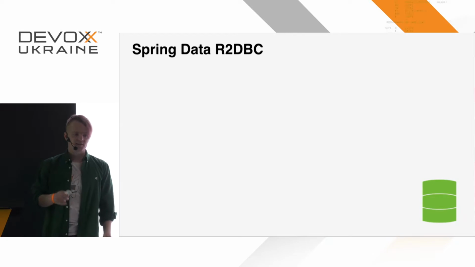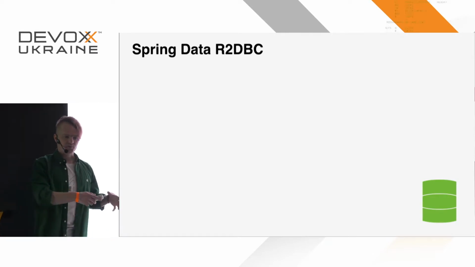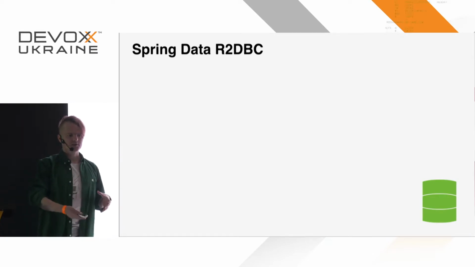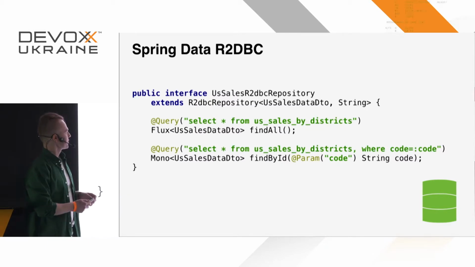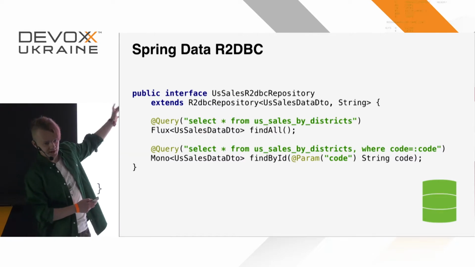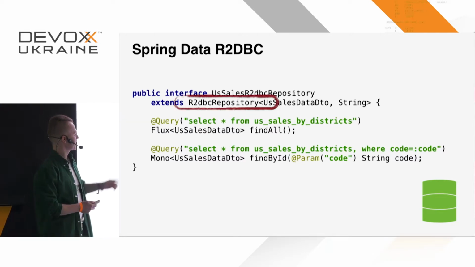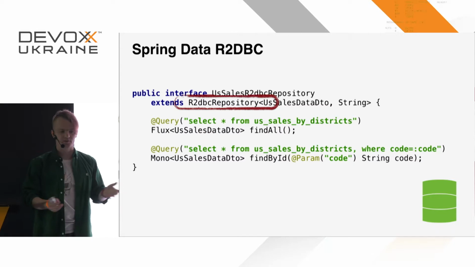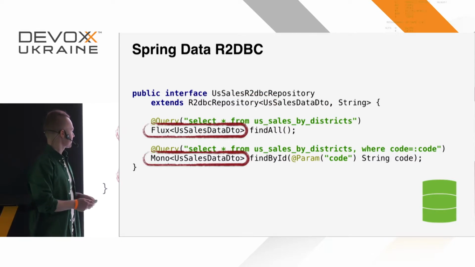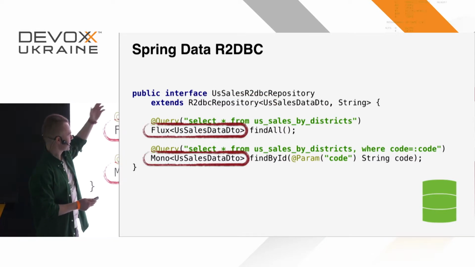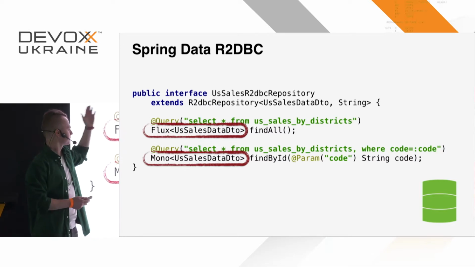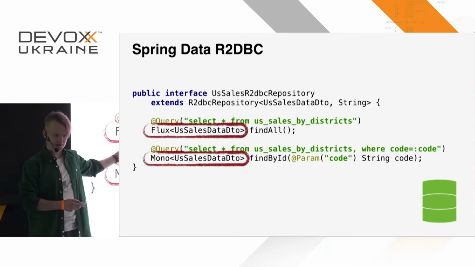Spring Data R2DBC is another module from Spring Data to bring us what we love from Spring Data, but reactive. So we may write repositories with R2DBC. But now we have to extend R2dbcRepository instead of CrudRepository and return not the sales DTO, but Flux of sales or Mono of sales, reactive types.